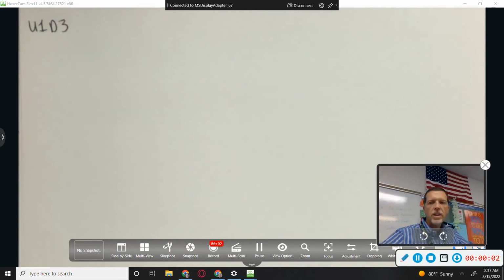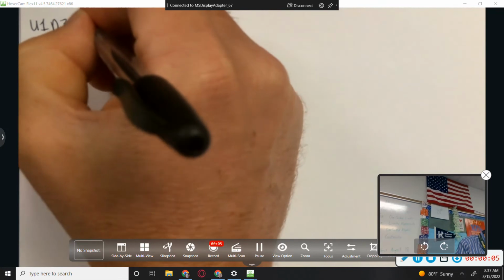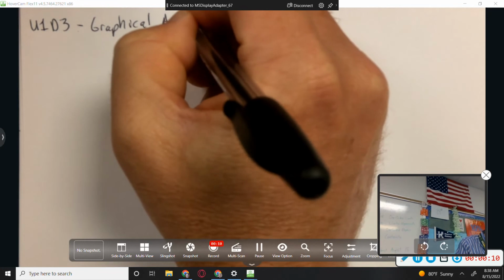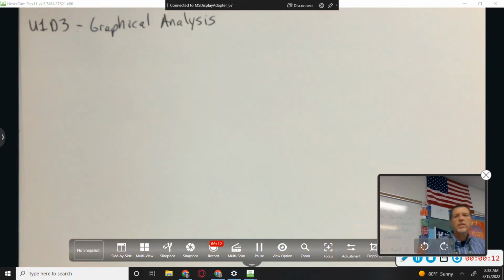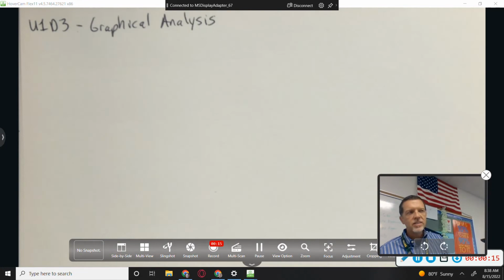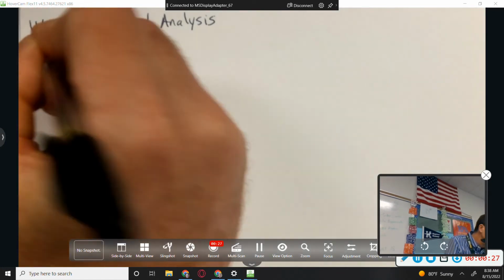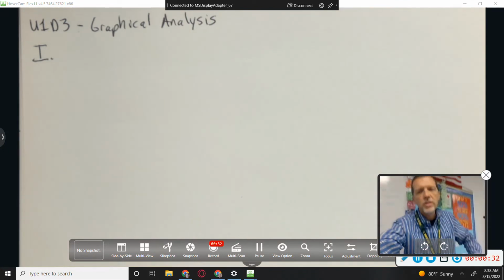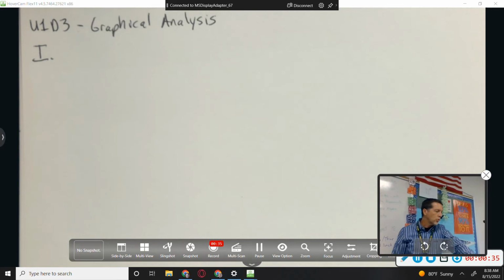Unit 1, Day 3. Fancy name for a bunch of stuff that you've done before, so hopefully you remember it. Graphical analysis. Sounds fancy, but we're going to do 3 or 4 Algebra 1 things, basically. Maybe Algebra 2. Just so you know what's coming, 4 Roman numerals, and basically they get shorter as we go. So the first one's the longest and downhill from there.